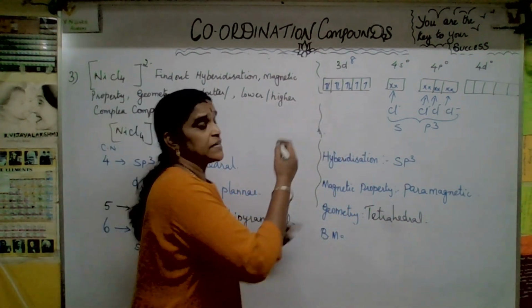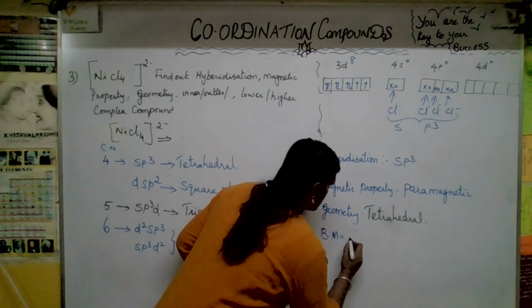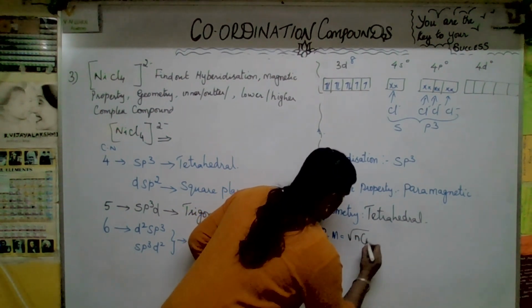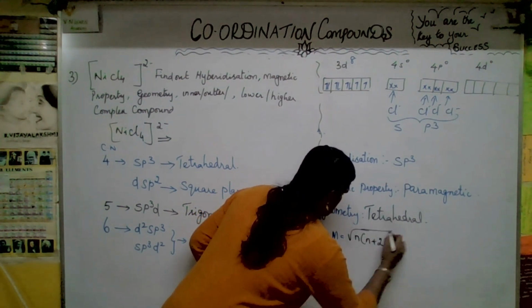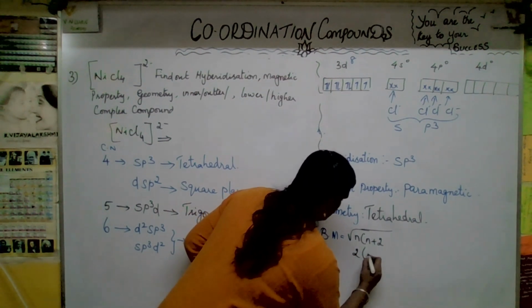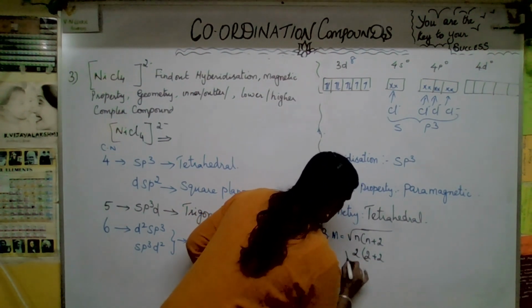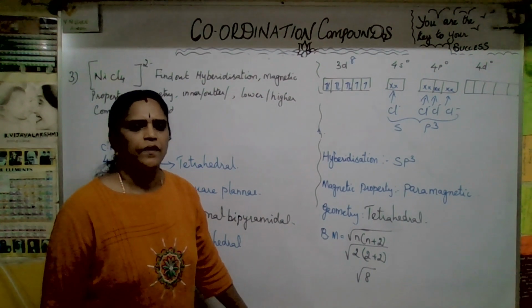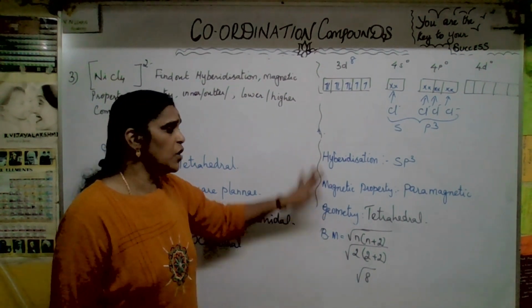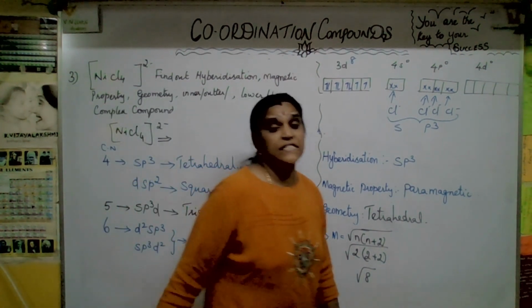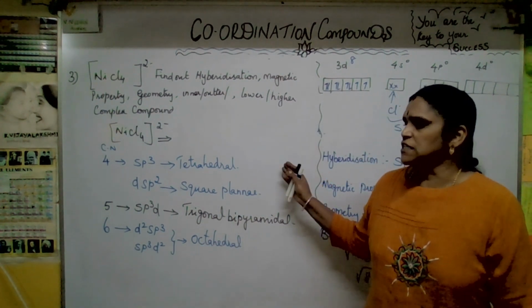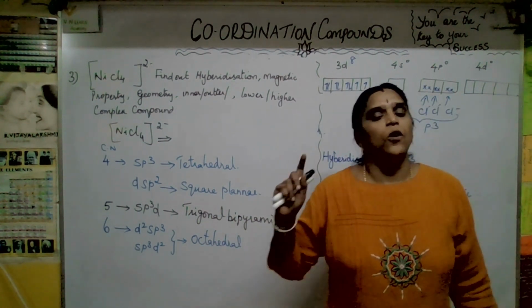Okay, BM, what is it? Unpaired electrons. How many unpaired electrons are there? Root of n into n plus 2, right? So it is 2 into 2 plus 2. Hope you're clear with it. Now, this is the way we can find all these ideas. This is actually a 4-mark question. Easy way to analyze all these points.